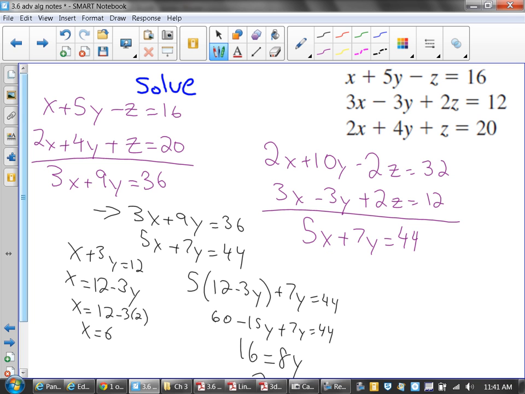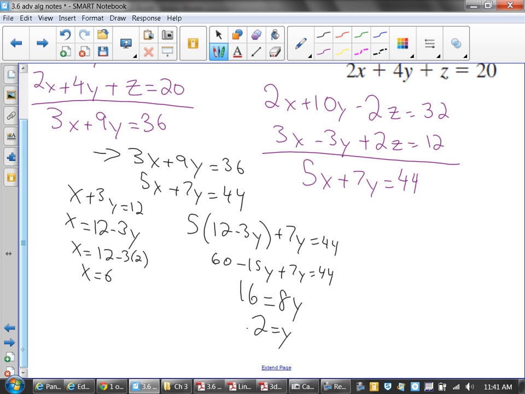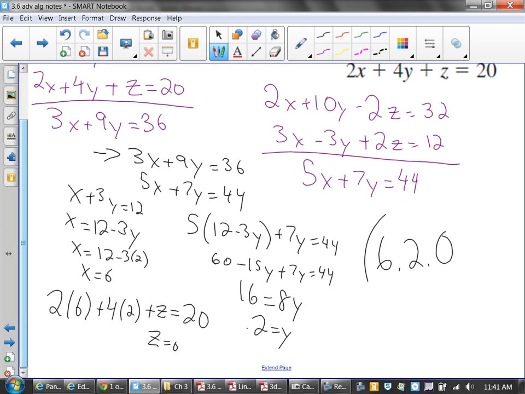Now I know what x and y are, so I go back up and I solve for z. 2x plus 4y plus z is 20. 12 and 8 is how much? That's 20, minus 20. So your ordered triple is 6, 2, 0.